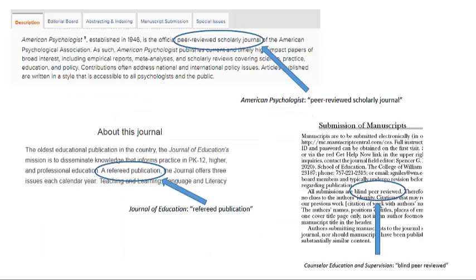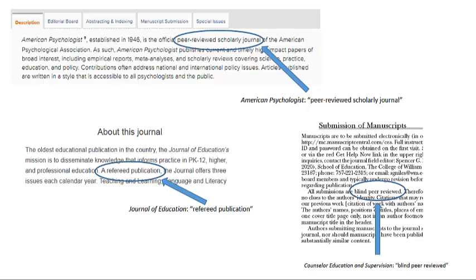However, if you find a source elsewhere on the internet and want to check to see whether it is peer-reviewed or not, you can go to the journal's website and explore the About or Journal Description area. Most journals that are peer-reviewed will state this prominently on their websites. For example, the American Psychologist's website description states that it is a peer-reviewed scholarly journal on its homepage. Similarly, the Journal of Education's About page states that it is a refereed publication. Note that the term refereed is synonymous with peer-reviewed.